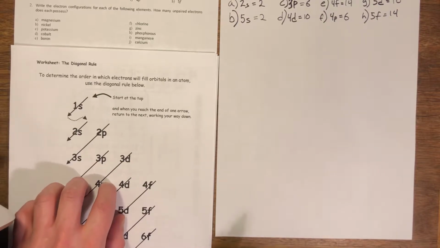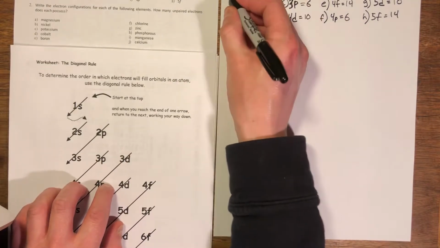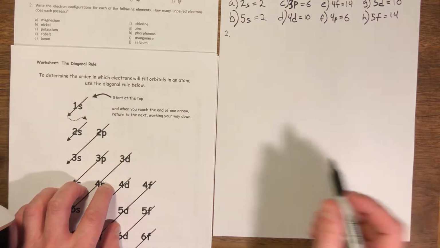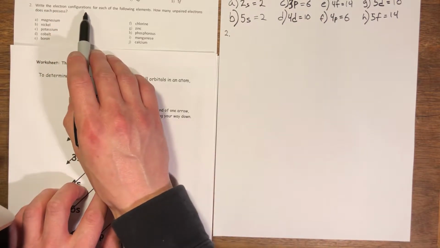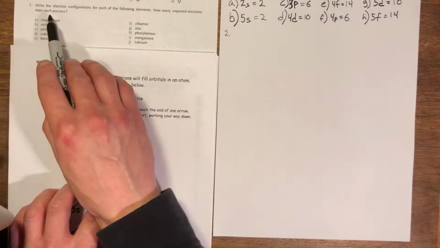Alright guys, so the next section, which that first one was 1, this one is 2, believe it or not, right after 1, is going to be write the electron configurations for each of the following elements. And it says how many unpaired electrons does each possess.